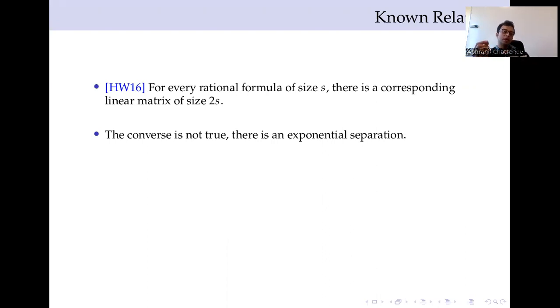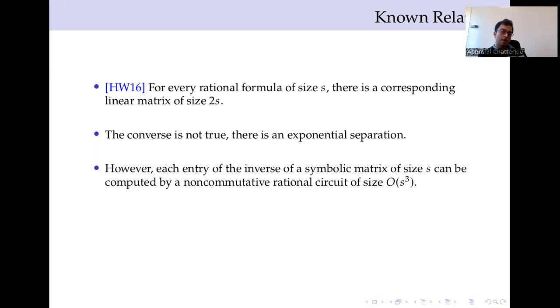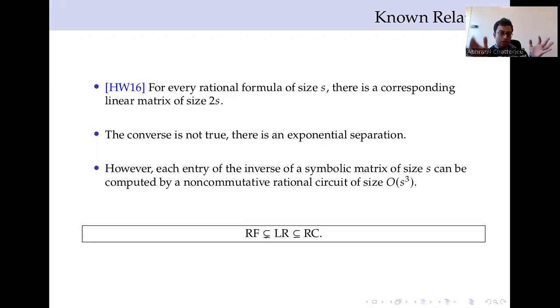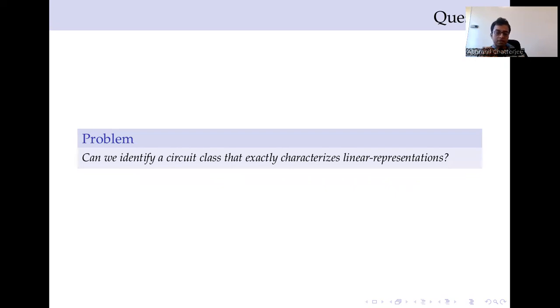Indeed, if you have a symbolic matrix and you look at the inverse of it, for an entry it needs exponential size non-commutative formula. There is an exponential separation. But if we allow rational circuits instead of rational formulas, then each entry of the inverse can be computed by a polysize rational circuit. So consider these classes: RF for rational formula, LR for all those rational functions that have small linear representation, and RC for those rational functions that have small rational circuit. The first one is a proper containment, and the second one, we know that this linear representation class is contained inside RC.